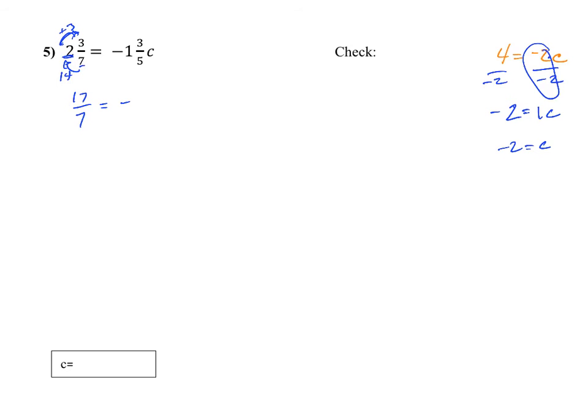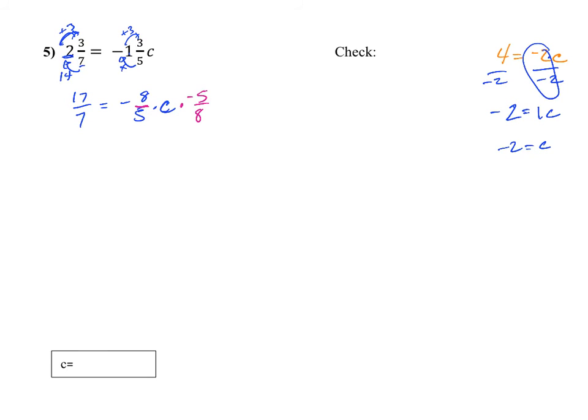Equals negative. If it takes 5 to make a whole, and I have 1 whole, we're going to have 5, plus the 3 more is going to be 8. So I'm going to have negative 8 fifths times c. And because multiplying is what this is doing to the c, to undo that I have to divide, or here's another step we could use. We could just multiply by the reciprocal. The reciprocal of negative 8 fifths would be negative 5 eighths.